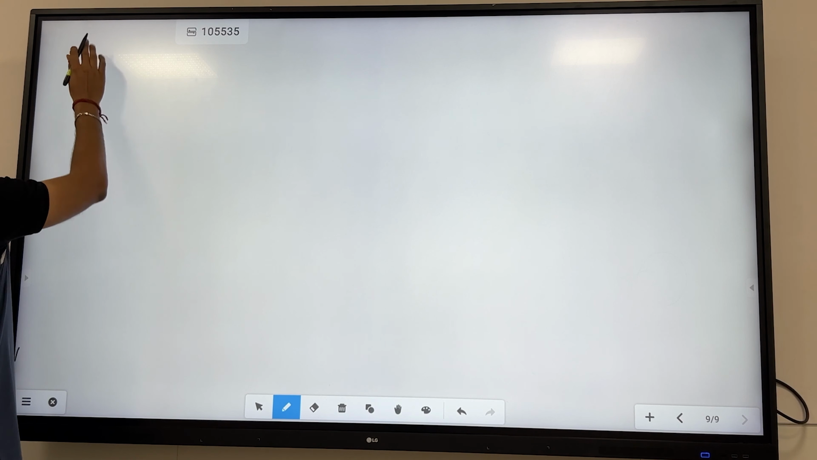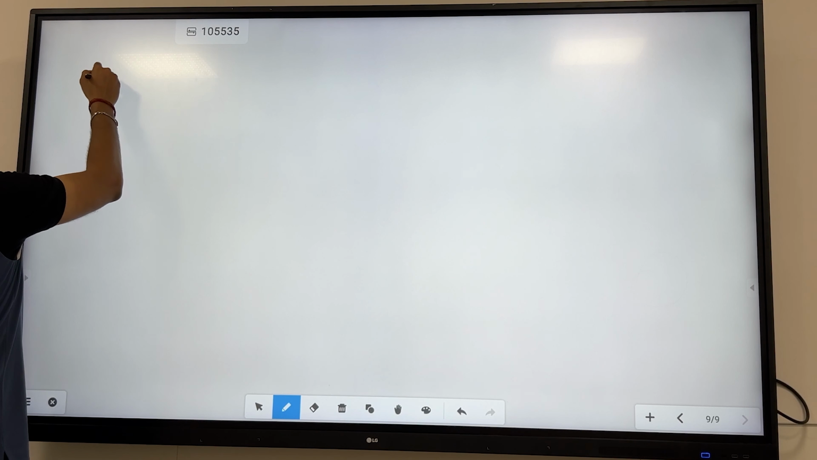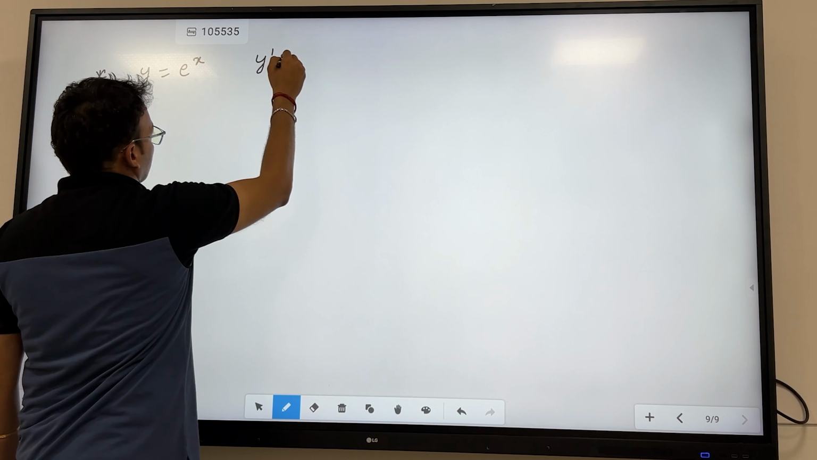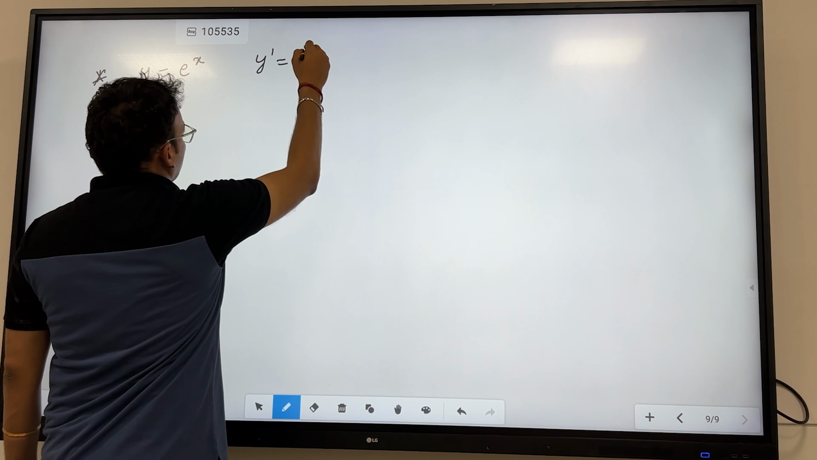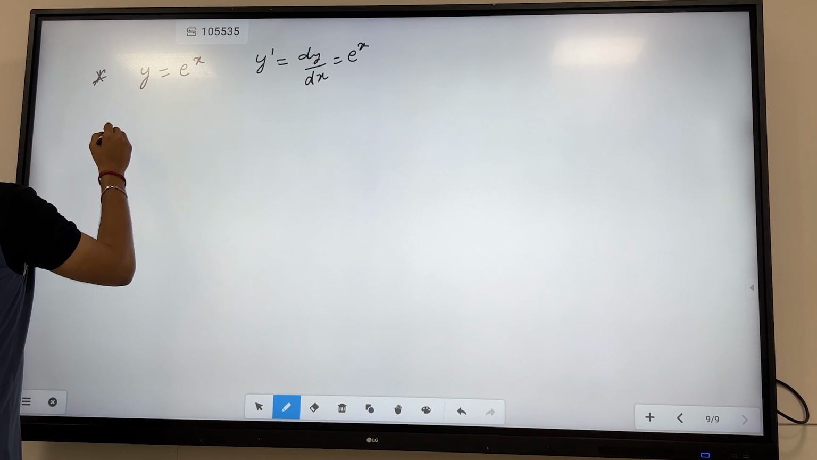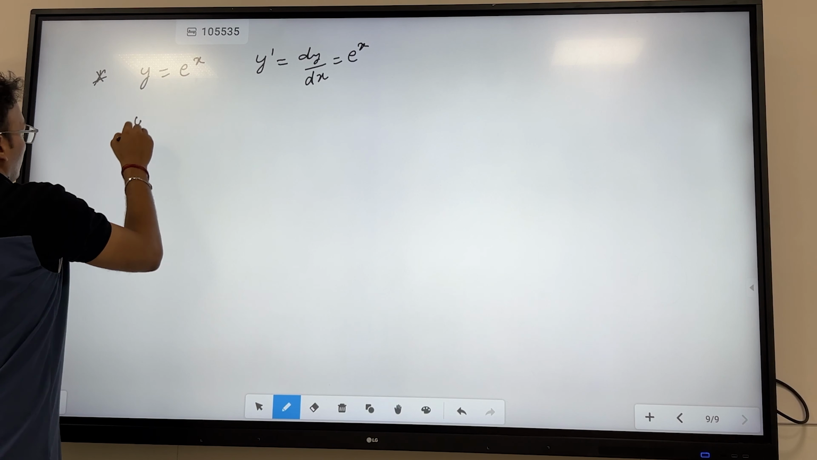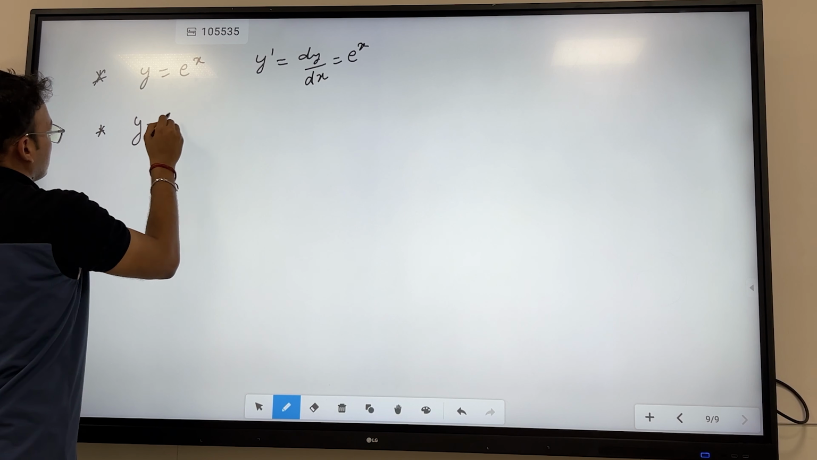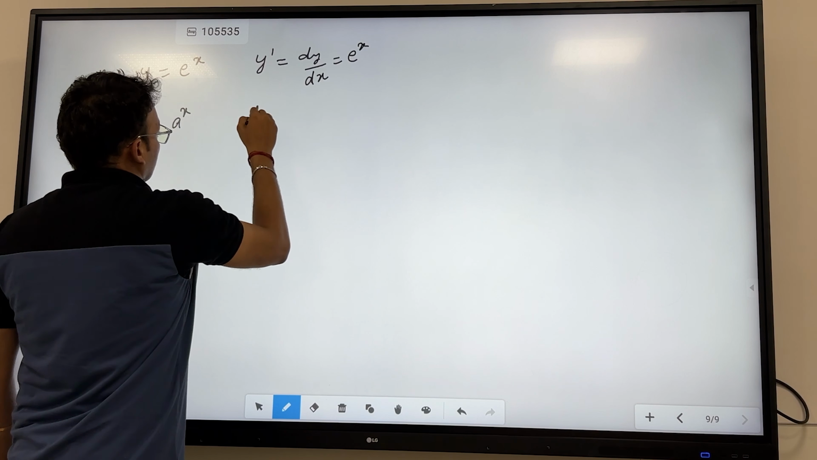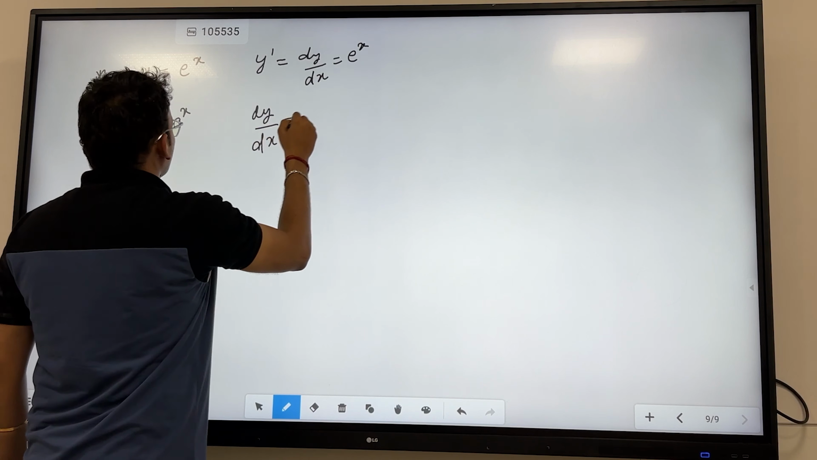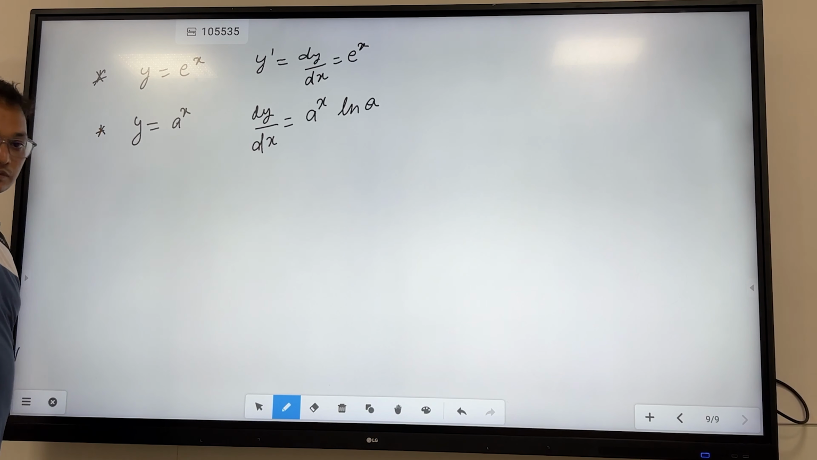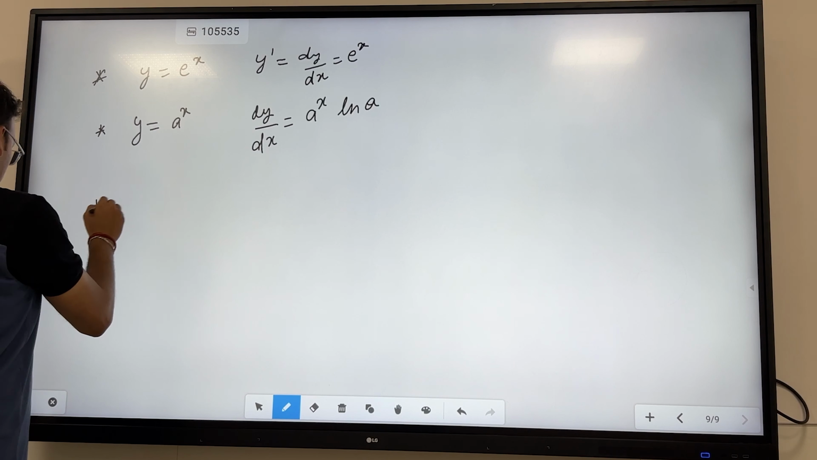Similarly, we have some rules for exponents as well. So if y is equal to e raised to the power x, then y dash or dy over dx is e raised to the power x as it is. Similarly, if I have y is equal to a raised to the power x, then dy over dx is equal to a raised to the power x times ln a. Getting it? And similarly, we have some log functions.